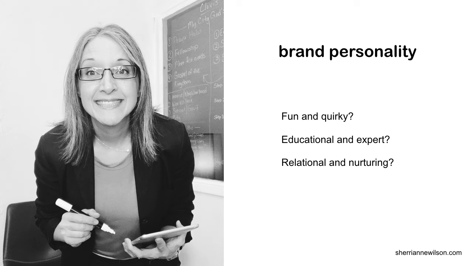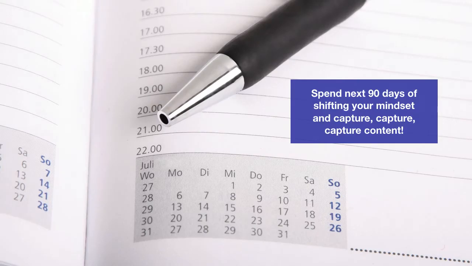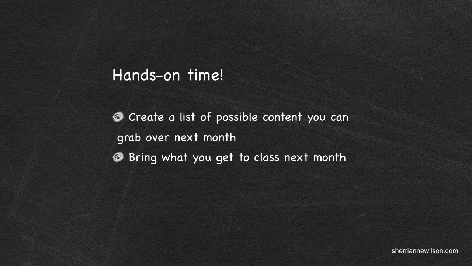You need to filter your posts through your personality. Like, I think you guys are patriotic, a service. That's something you want to highlight. So any posts for the military and our country and things like that would be native to your brand and would be good for your posts. So for the next 90 days, shift your mindset and capture content and curate content.